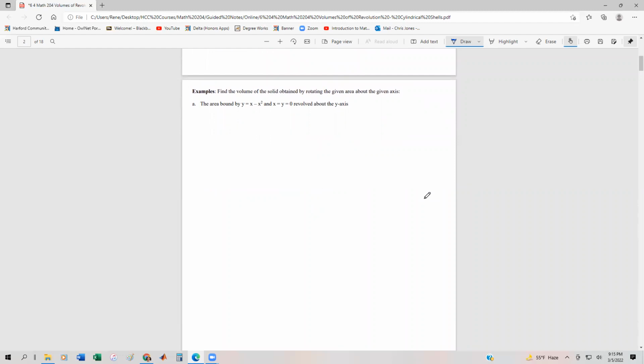This time, we're going to start off with a fairly elementary function, y equals x minus x squared, bound in the first quadrant. So x equals 0, y equals 0 is really the same thing as quadrant 1. And we're going to revolve it this time about the y-axis, and the y-axis has formula x equals 0. So we know that our volume is going to be 2 pi integral from a to b of x times f of x dx.